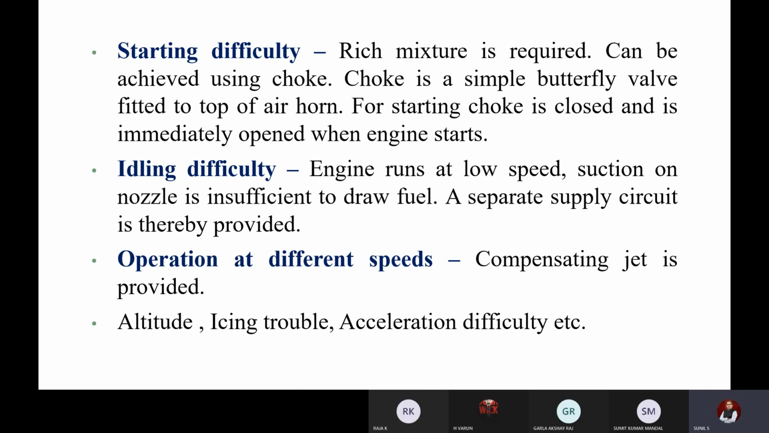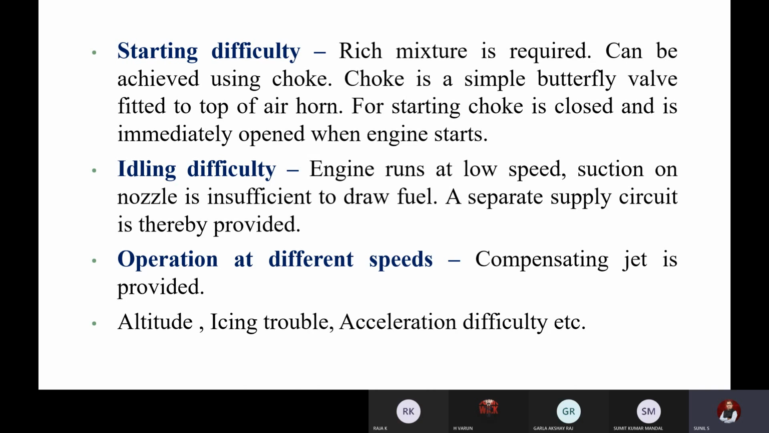You need a rich mixture wherein less quantity of air and more quantity of fuel is there. So you can use a choke for this purpose. You know the working of a choke. If you lift that, the fuel inlet valve will be open to a higher diameter. It's a butterfly valve, so that more quantity of fuel flows. So that can be solved with the help of a choke.